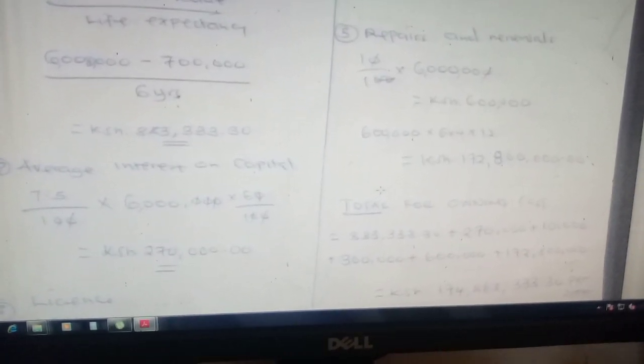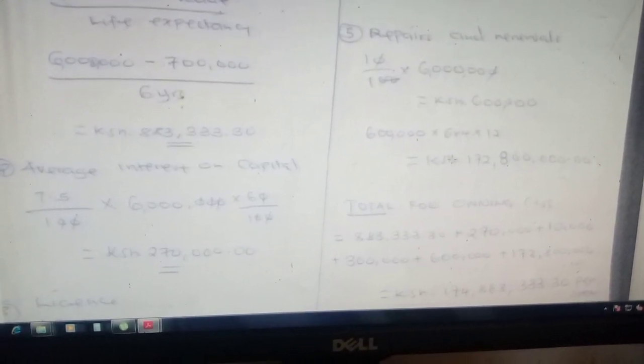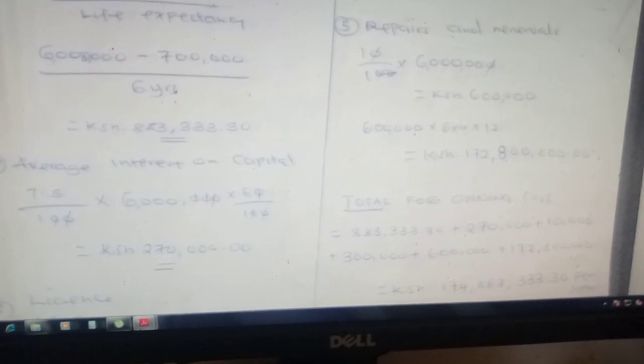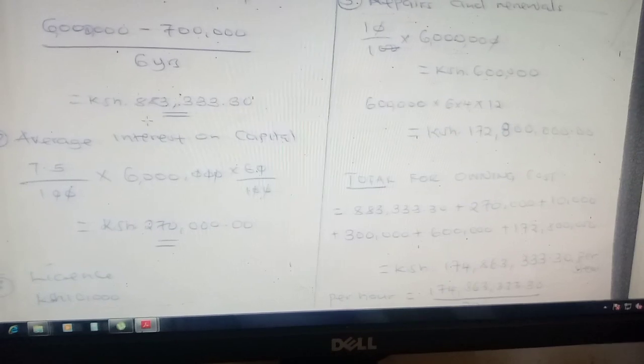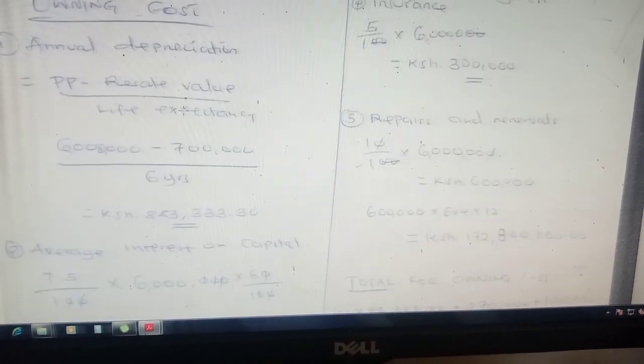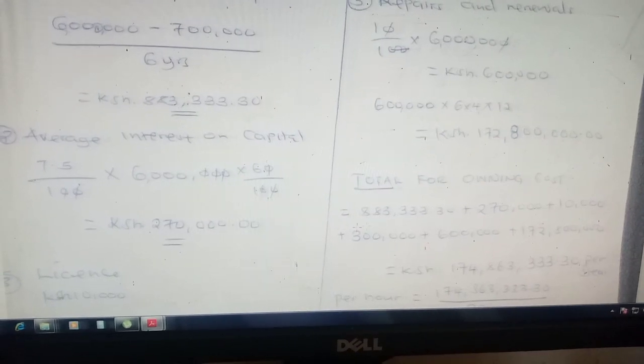So then those are, as per the data, the owning items that fall under the owning cost. So you get the total of the owning cost, whereby you add from the first one here, which was 883, which was the annual depreciation. You go to the average interest on capital, which was 270,000.